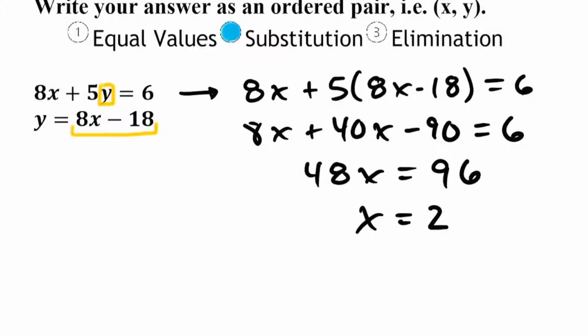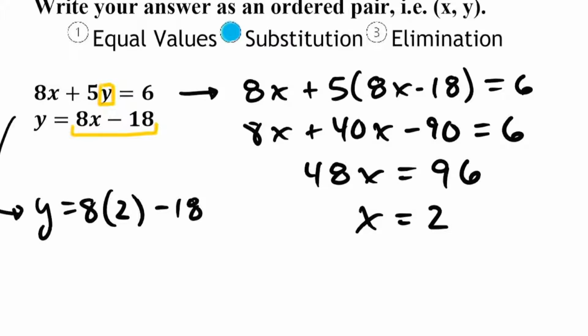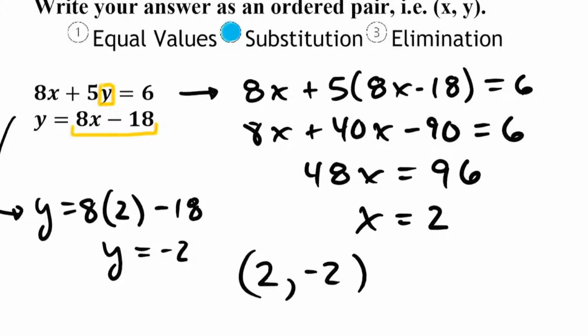Now that I know x is 2, that's not the solution because I need to find the ordered pair, right? I need the x and the y. So I'm going to plug it into the second equation. The second equation says if you need to find y, it's easy. Y is equal to 8 times whatever you found x to be minus 18. 2 times 8 is 16, so I've got here 16 minus 18, which gives me negative 2, so y is negative 2. So my solution is 2 comma negative 2. These two lines will meet at the point where x is 2 and y is negative 2.